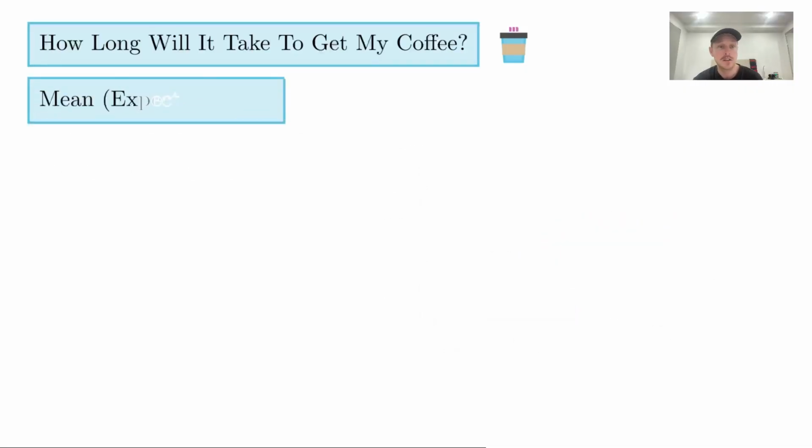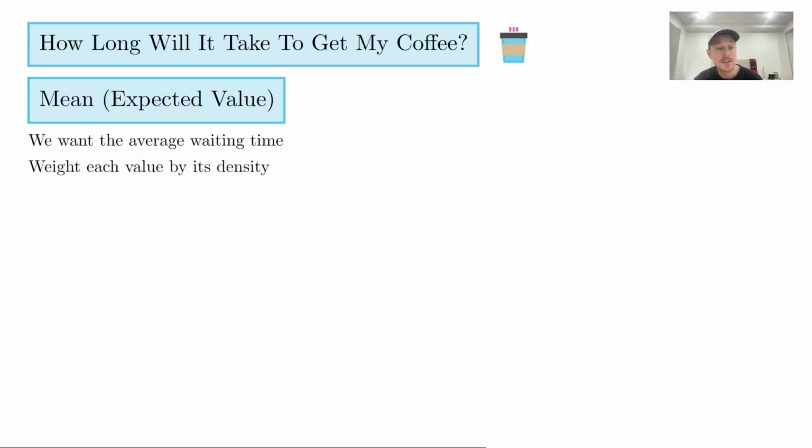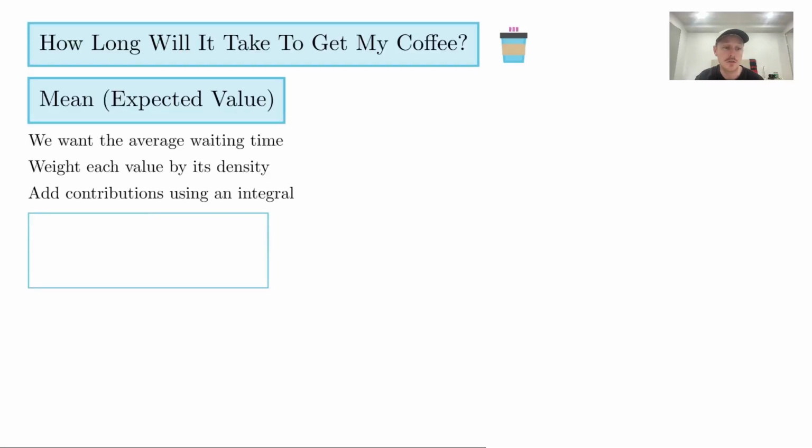So we've got to answer the question now: how long will it take to get my coffee? One thing we could do is find what's called the expected value, or the mean. So how do we find the average time it would take me to get my coffee? This is the tricky part, but basically we weight each value by its density. Remember on that y-axis, we had our density. Near the middle there, near that 3 minute mark, it was more likely that I was going to get the coffee. So the density is how we measure this likelihood. We add those contributions using an integral. And this is what the formula is. I hope that makes some sort of sense.